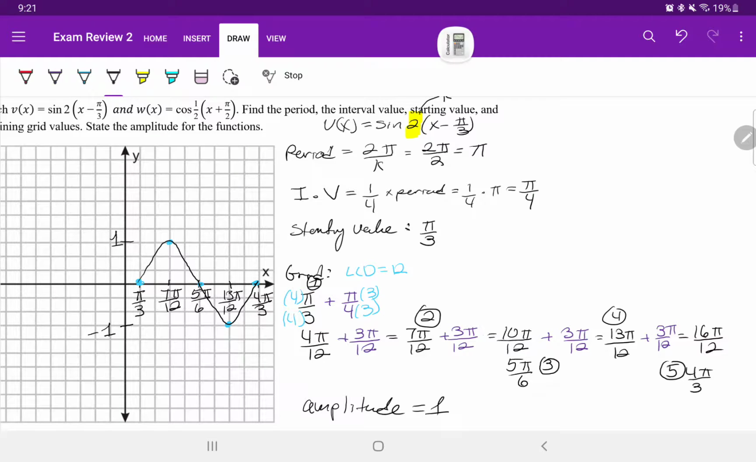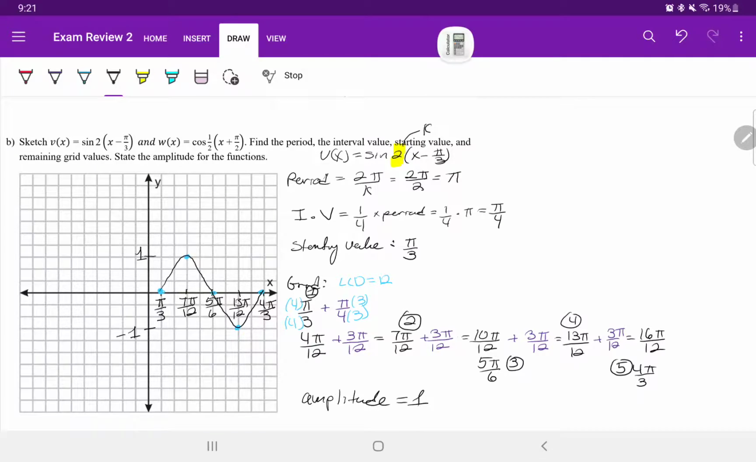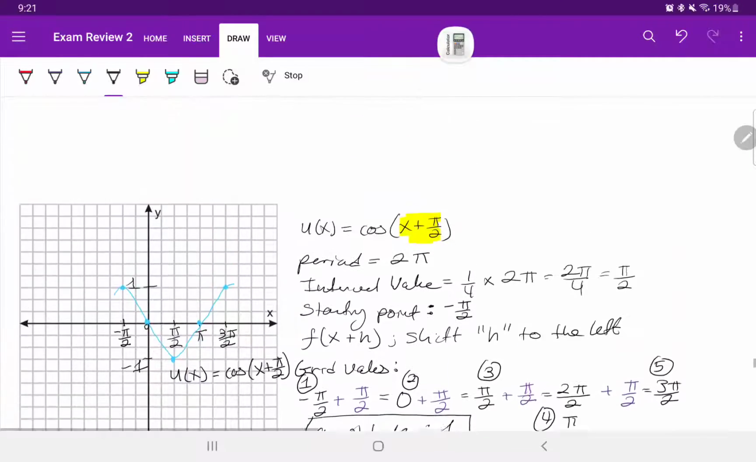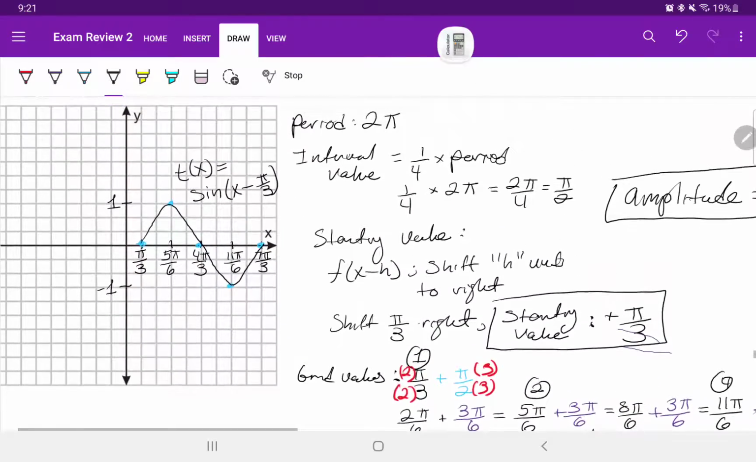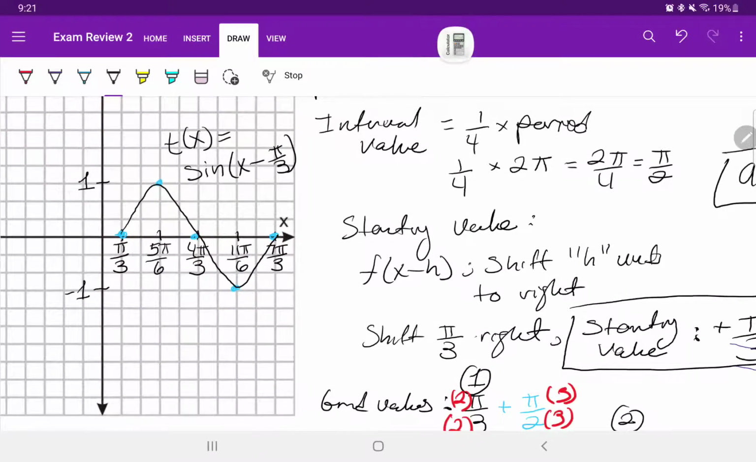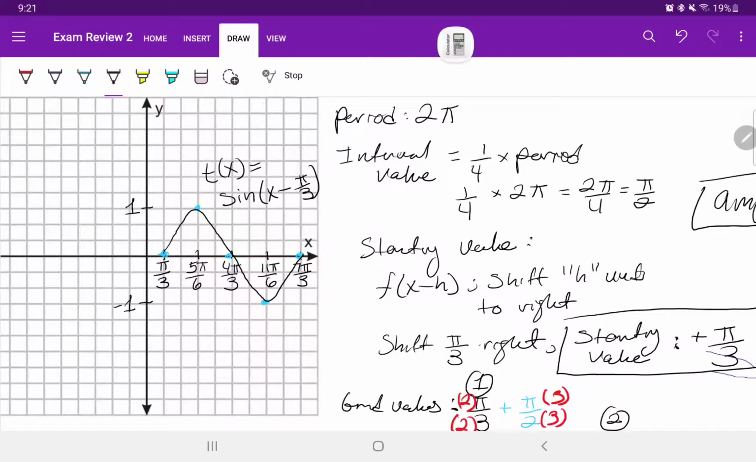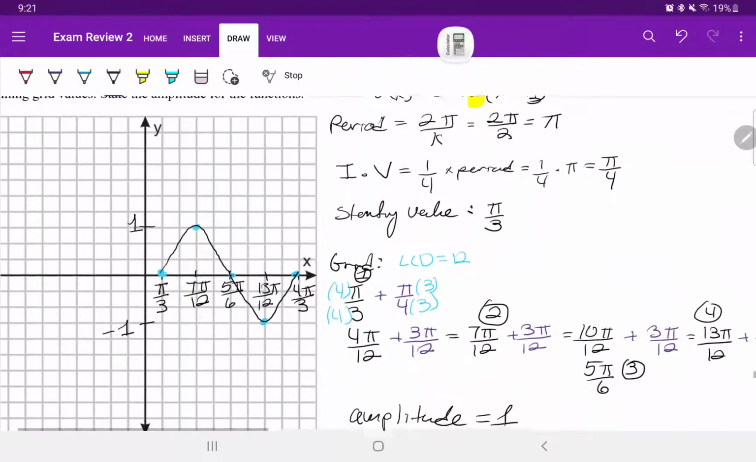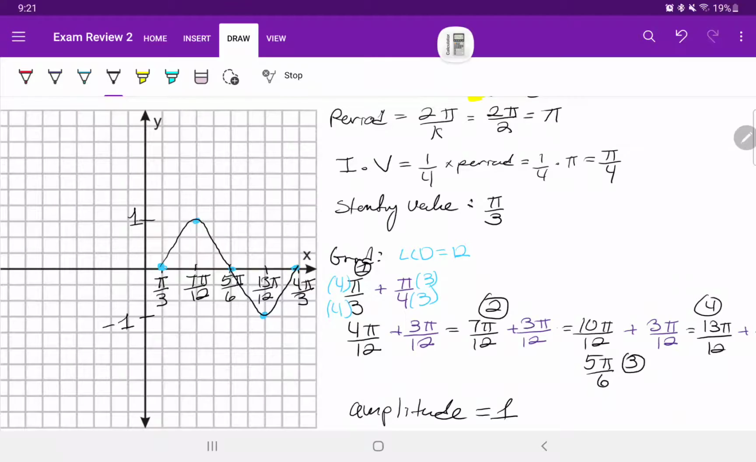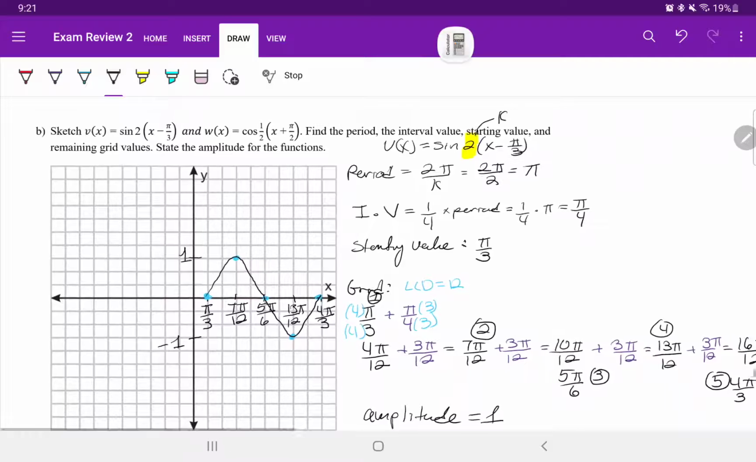Now, if you're wondering, is this the same one from part A when I did it? It is not, because the grid values are different. Look here. These are my grid values for part A. The function goes from pi over 3 to 7 pi over 3. The reason why is because the period was 2 pi. But in this one, this function goes from pi over 3 to 4 pi over 3 because the period is pi. Different period, different grid values.